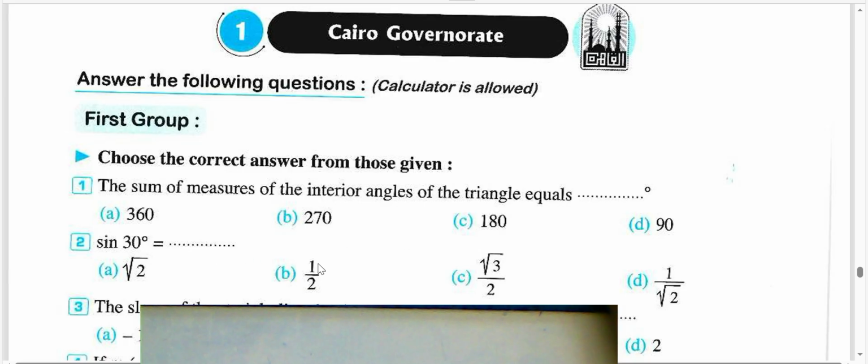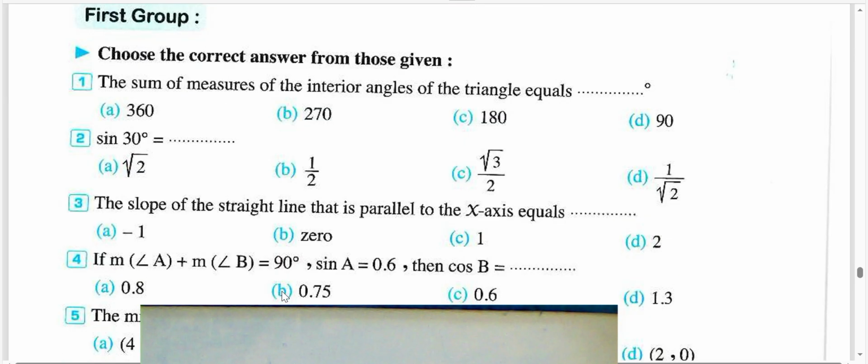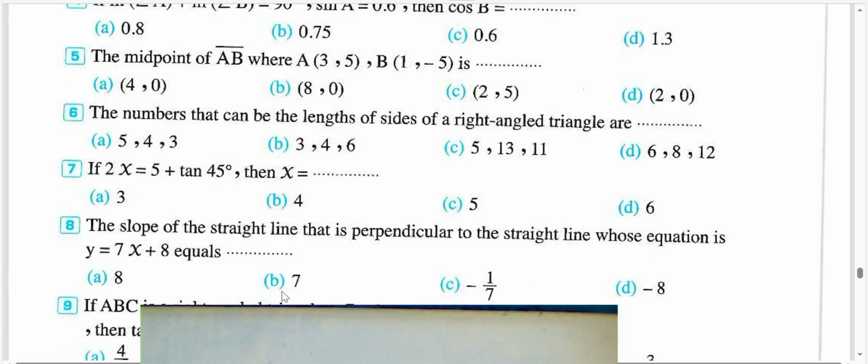Sin 30 equals half. Okay. Next question, number 3. The slope of the straight line that is parallel to the x-axis. Parallel to the x-axis, the slope will be 0. The answer will be letter B. The slope of a straight line that is parallel to the x-axis equals 0.